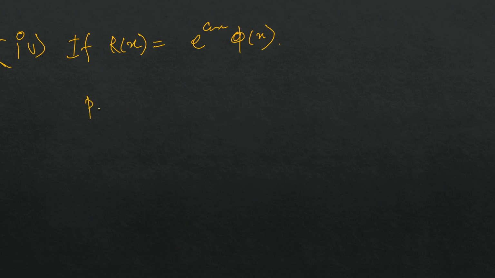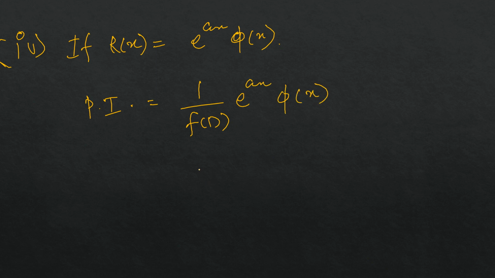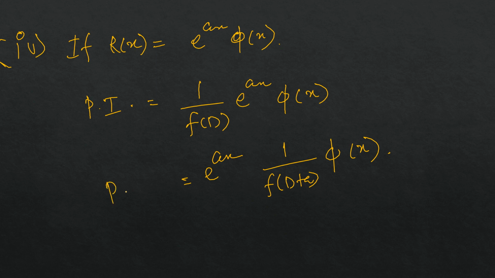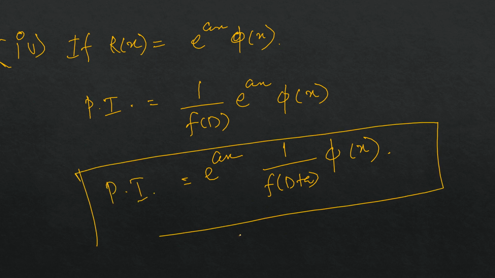Number 4 will be if R(x) is equal to e to the power ax times phi x. Okay, e to the power ax phi x, then the particular integral will be how much? 1 by f of D, e to the power ax phi x, that will be e to the power ax will come out, 1 by f of D plus a, this a will be added here, into phi x. This is an important one, remember this one, questions come from here.